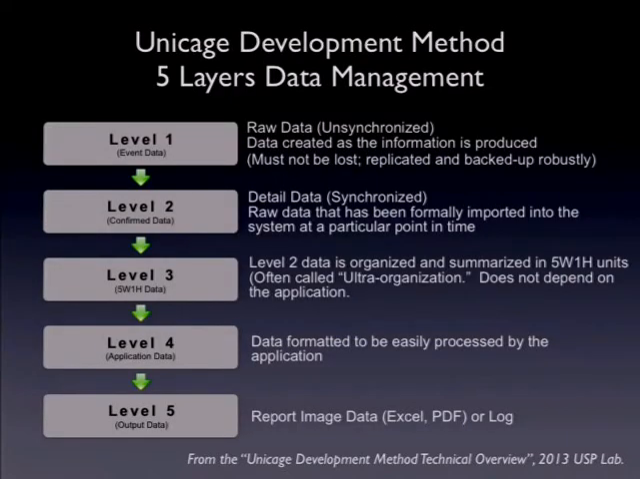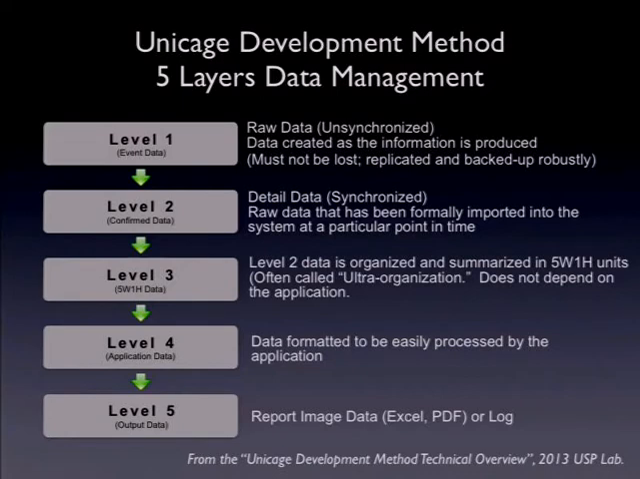They use level 1, 2, 3, 4, 5 data separation. Level 1 is raw data, just copied from POS, Apache raw data, Samsung raw data. Level 2 has been formally imported into the system at a particular point in time. And level 3 is what applications use.